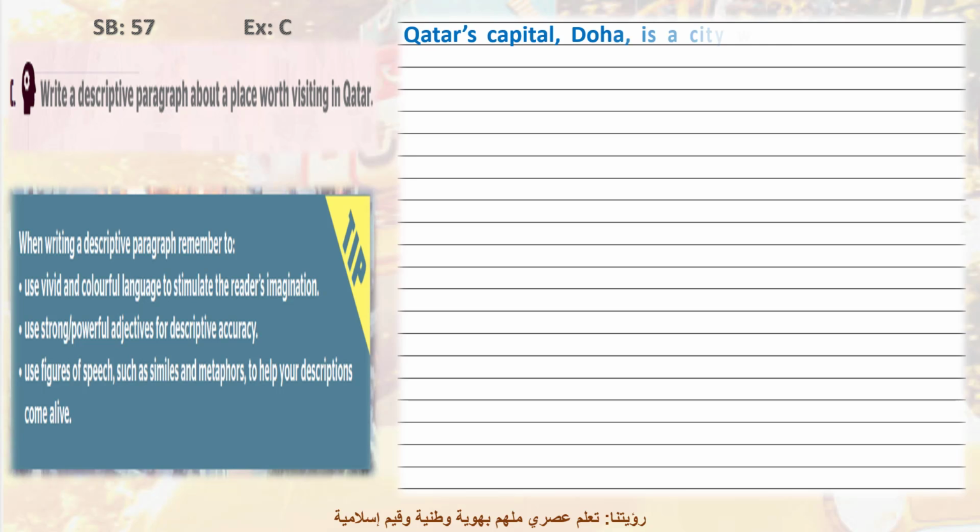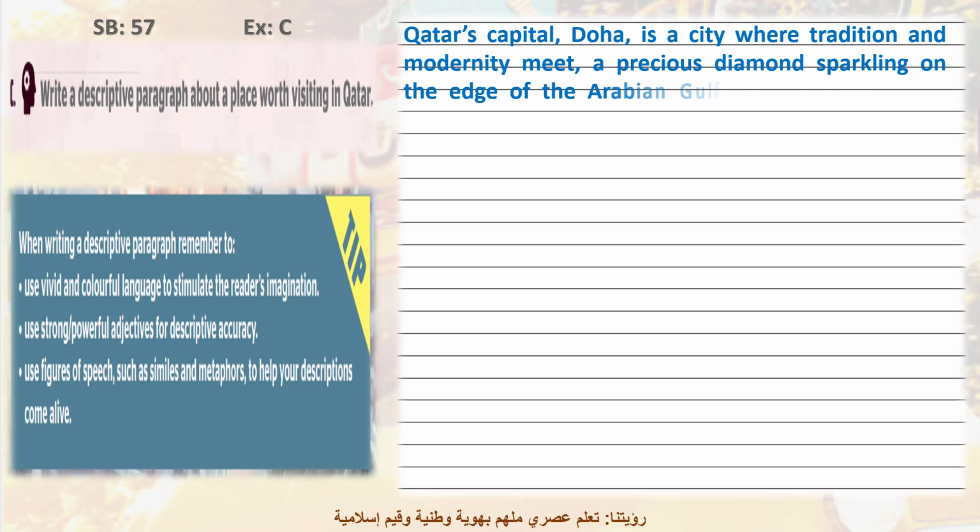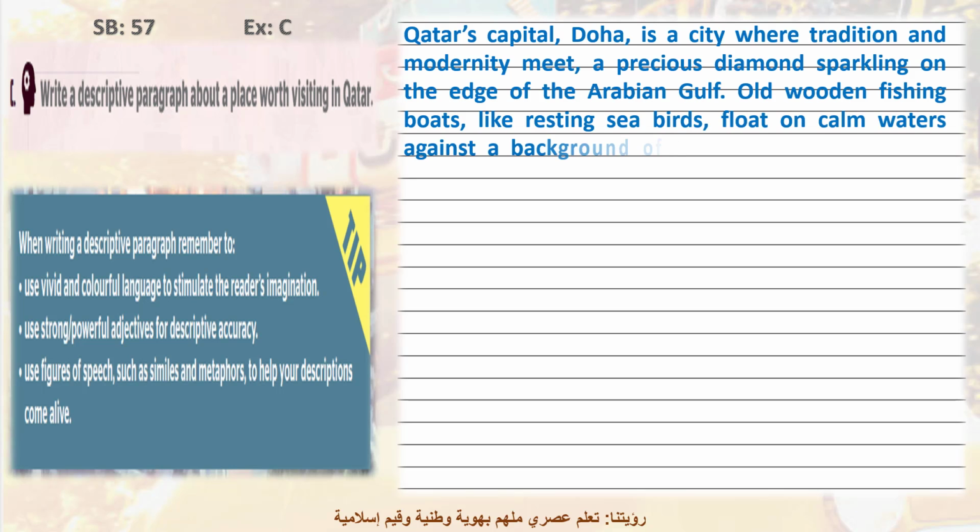Qatar's capital, Doha, is a city where tradition and modernity meet. A precious diamond sparkling on the edge of the Arabian Gulf. Old wooden fishing boats, like resting seabirds, float on calm waters against a background of towering skyscrapers that glitter in the morning sun.